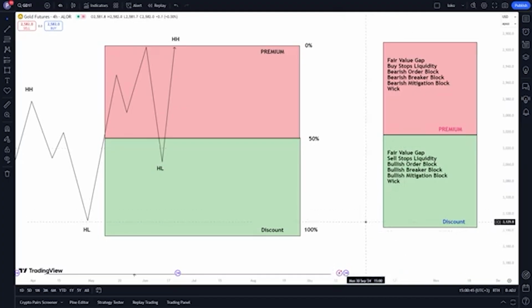And the discount market is the same, but in our direction you need to watch for the FVG, sell stops liquidity, bullish order block, bullish breaker block, and bullish mitigation block. I can send you screenshots in the Telegram channel in high quality, because it will be very useful for you to learn from. After that, we will go to the real chart for some examples.